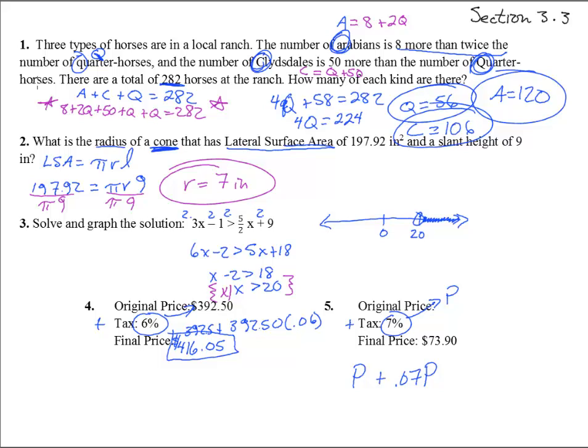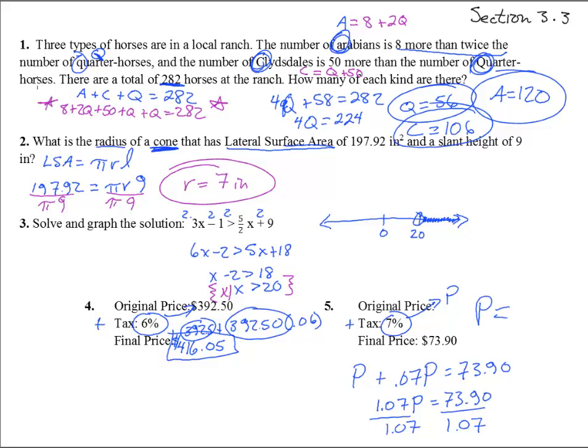These two happen twice. Just like over here, you'll notice that we wrote the 392.50 two different times. One had to be times the 0.06, and then one was the base price that had that tax added onto it. So we get 73.90. We can combine these like terms. Remember, there's a 1 in front of that, so we get 1.07p equals 73.90. Then divide by 1.07, and we get p equals $69.07. $69.07 was the original price. Good.